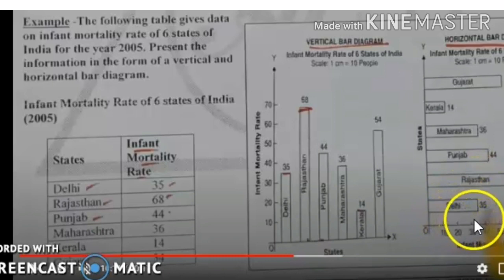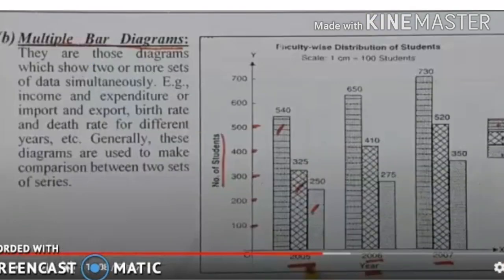Scale 2 should be drawn here, that is 10, 20, 30, 40, 50, 60, 70, and each state you can mark. And this is the horizontal bar diagram and this is the vertical bar diagram. According to the question you have to draw the diagrams. So next you can see the multiple bar diagram.